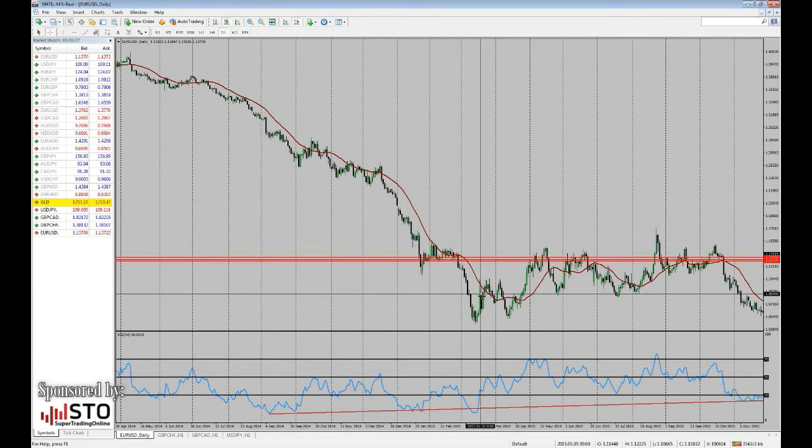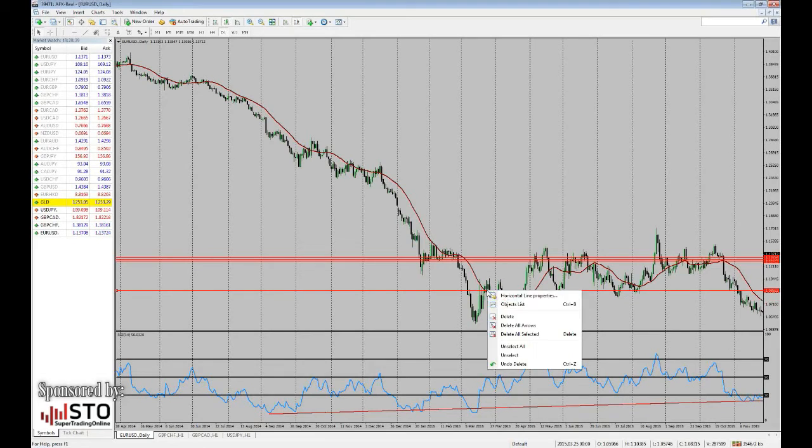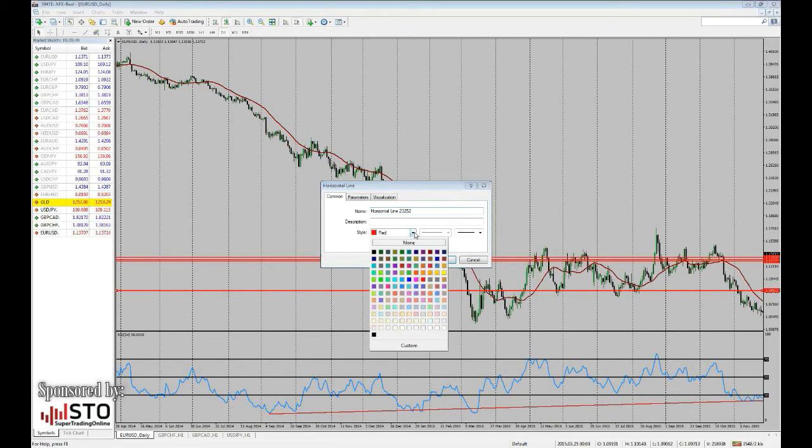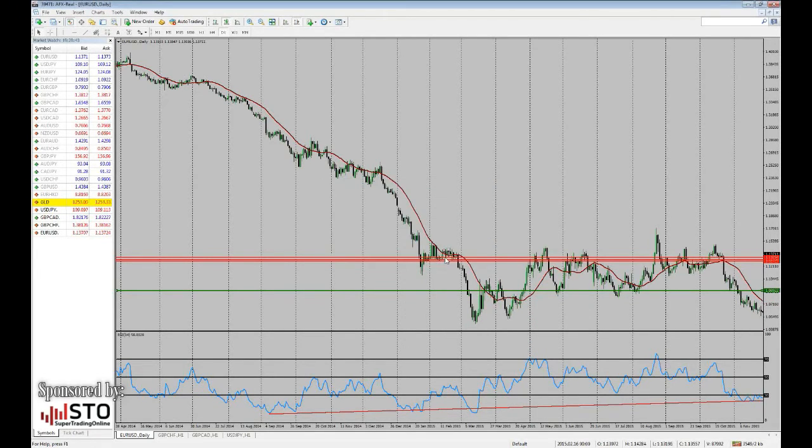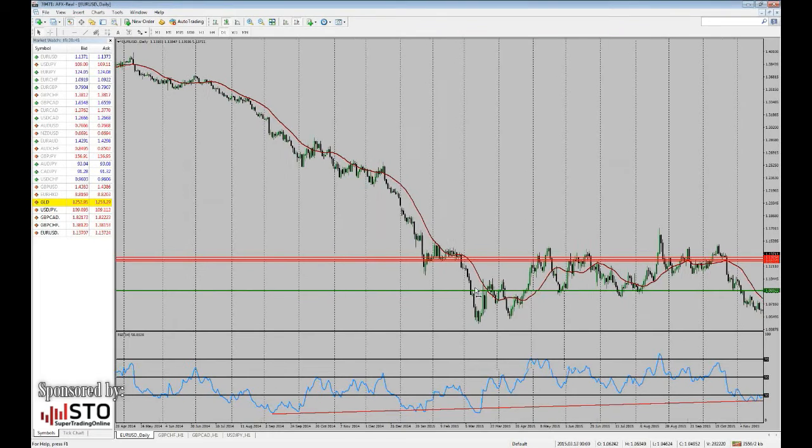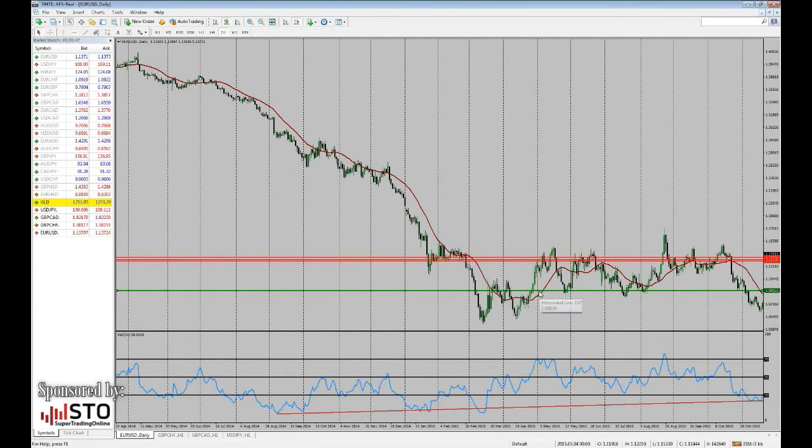So which level would you be trading over here? Let me make a different color over here. This is going to be green. So which level would you be trading over here? And why?